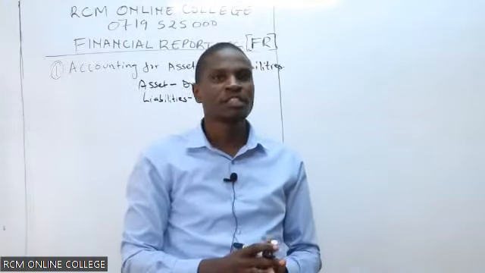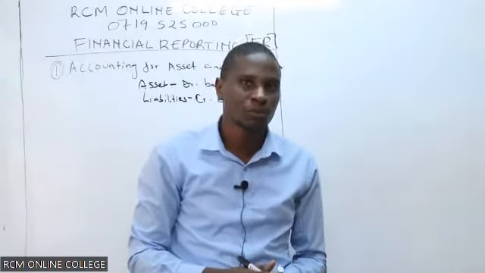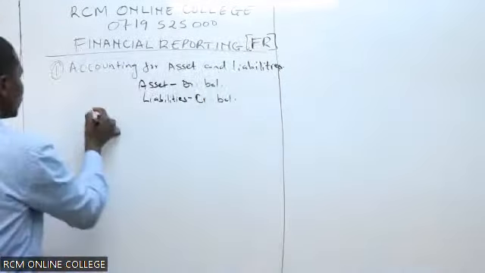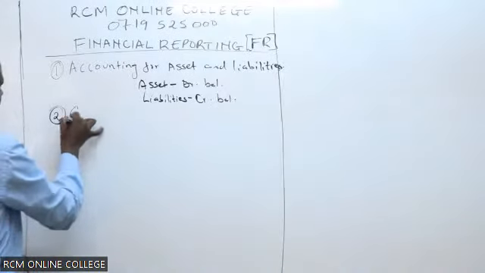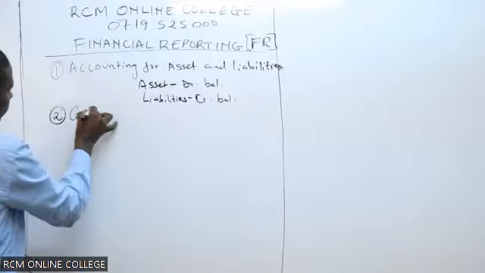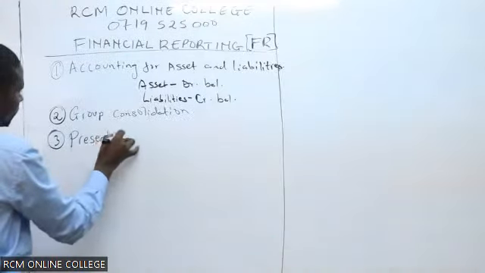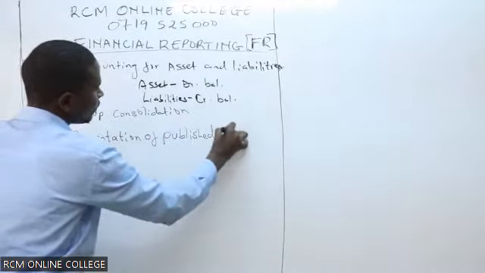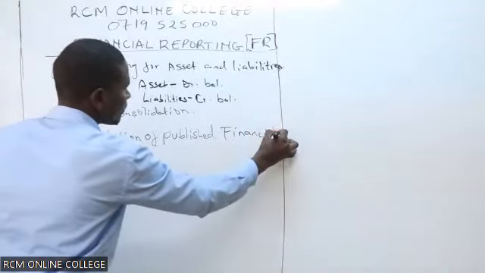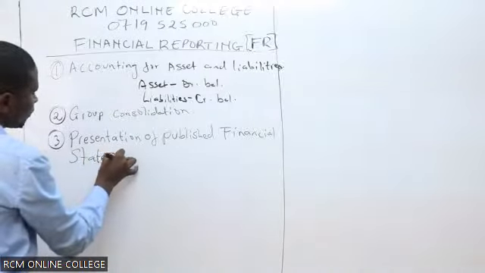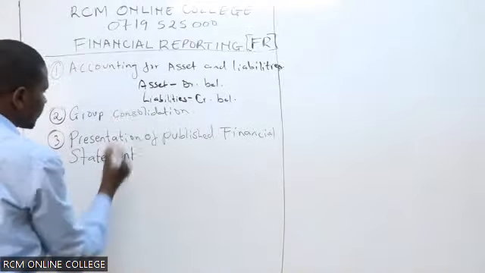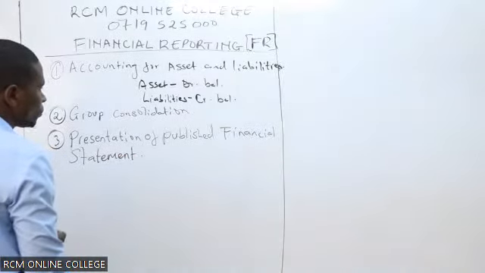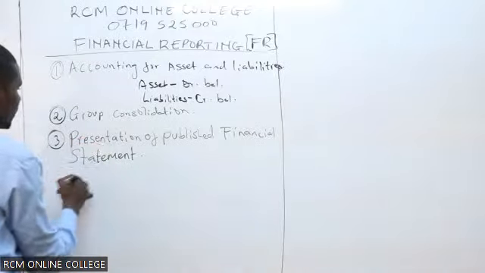We've said the subject has 7 topics. We're not here to highlight the number of topics that we have. We're going to look at group consolidation, in the same topic, group consolidation. We're going to have preparation or presentation of published financial statements. Now this is for all the listed companies. It's mandatory for them to prepare published financial statements. So we shall see how they present that.